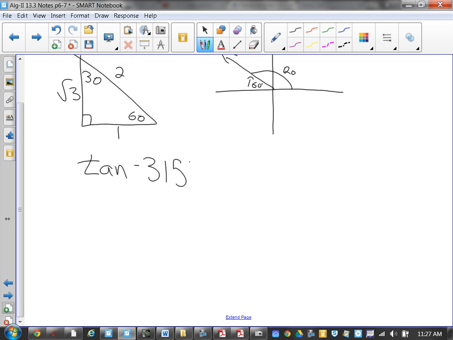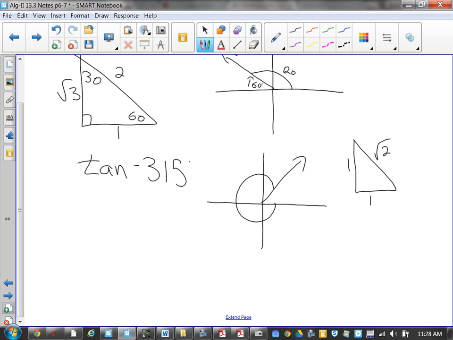I'm going to do the tangent of negative 315 degrees. First thing I'm going to do is get my reference angle. Careful. First quadrant. Oh, I get it. The negative, so I'm going the other direction. I spin it around. 315 degrees gives me a reference angle of what? 45. It's a 45-degree reference angle. I'm working with a 45, 45, 90 triangle.